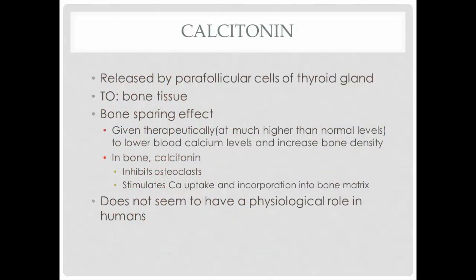Calcitonin is another hormone of the thyroid gland. Its target is bone tissue, remember. It has a bone sparing effect. That is, it helps make the bone density greater. It does this by inhibiting osteoclasts. Now, if you remember, osteoclasts are cells that break down bone. So if it inhibits them, it stops bone from being broken down. So we build up the bone. It's also going to stimulate calcium uptake and incorporate it into the bone matrix. So it's going to remove the calcium from the blood and add it to the bone. So the bone becomes much more dense and blood calcium levels are going to become much lower.